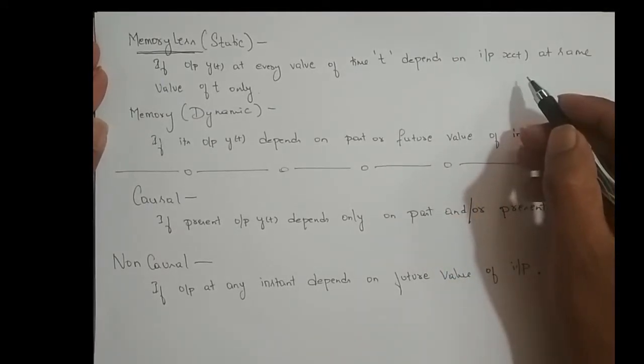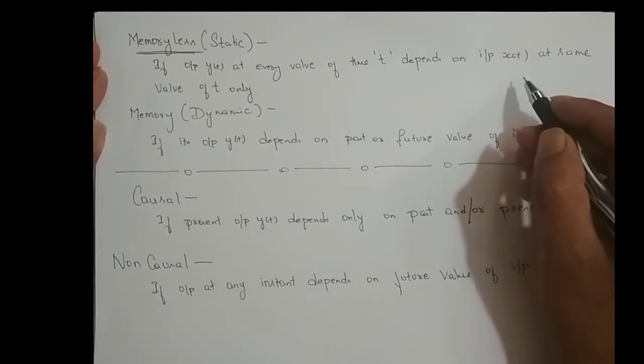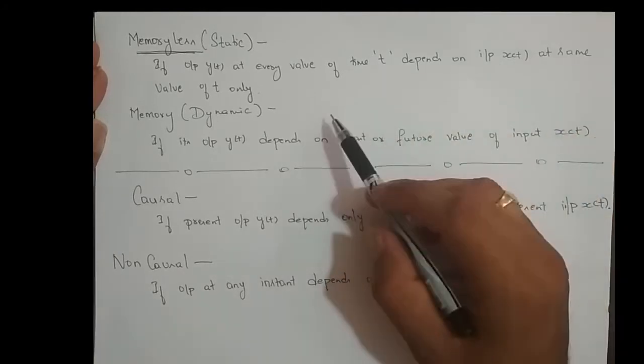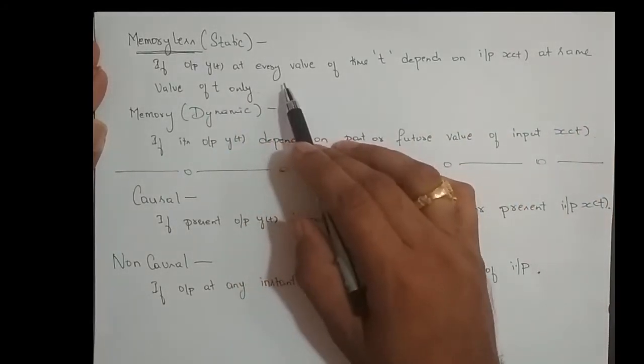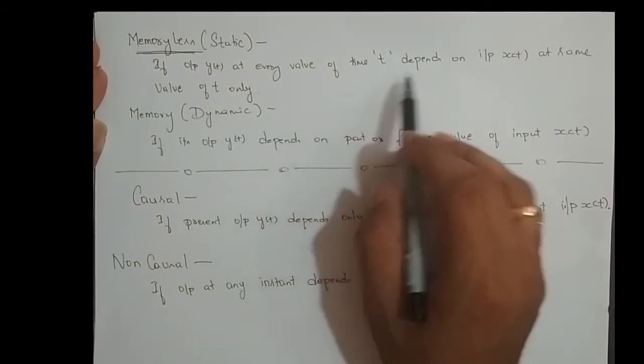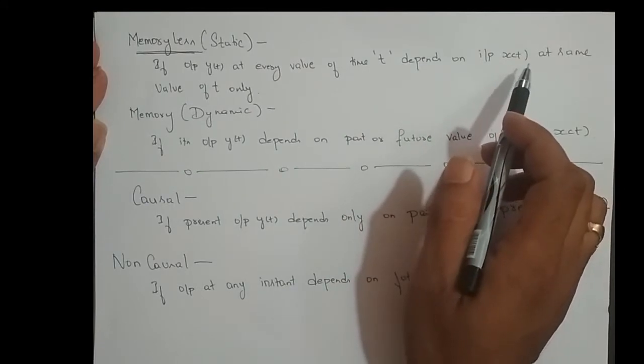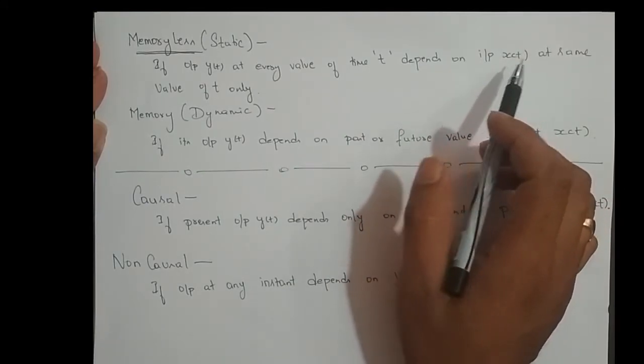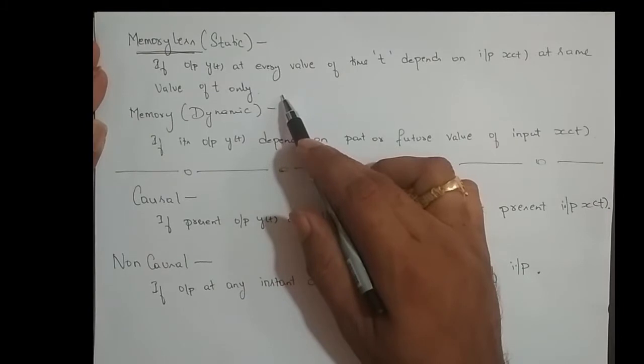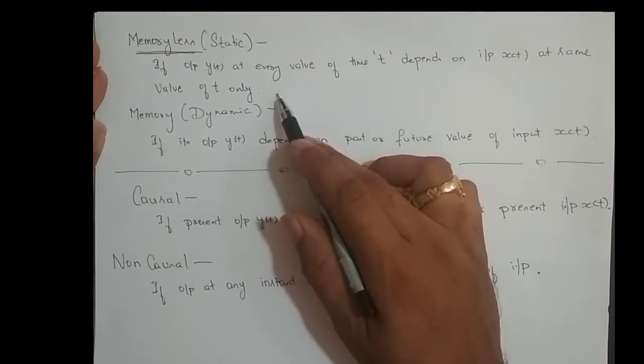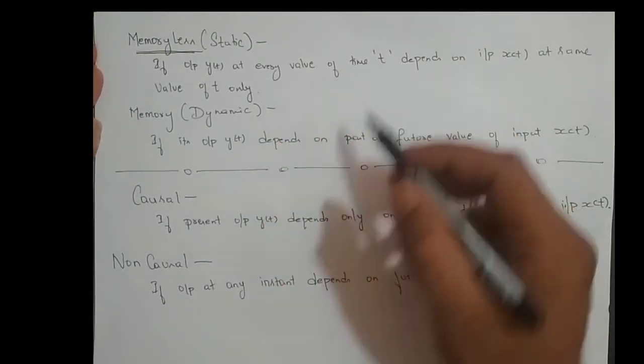For example, if y of t at t equal to 10 is equal to x of t at t equal to 10, then the system is called memoryless. I repeat again, if the output of the system for every value of time depends upon the input x of t at the same value of time only, then the system is called a static system or memoryless.